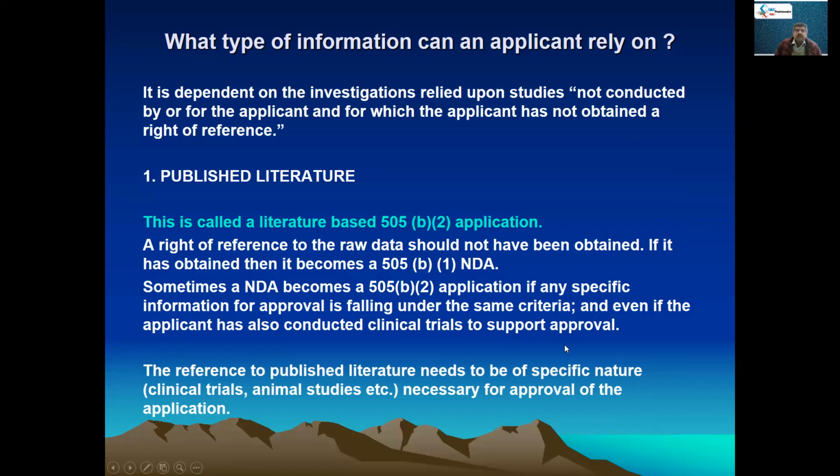The reference to the published literature needs to be of very specific nature. For example, clinical trials, animal studies, etc., necessary for the approval of the application can be picked up from the literature and become part of your 505(b)(2) application. So this has to be a proper documented literature which complies to the regulatory requirements in terms of the clinical data.